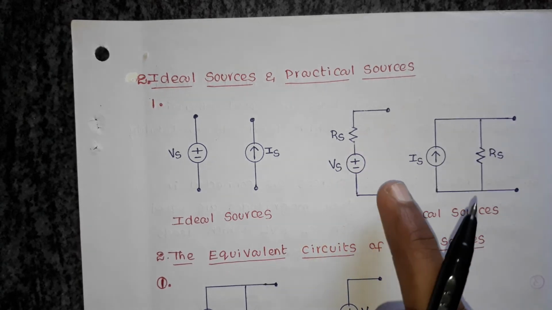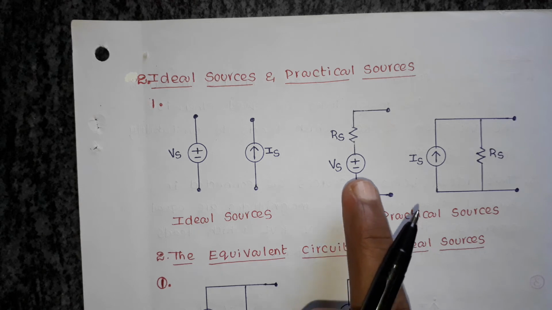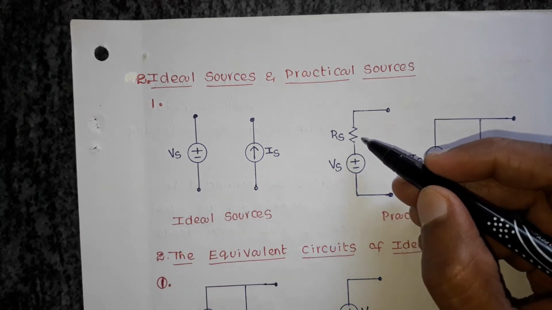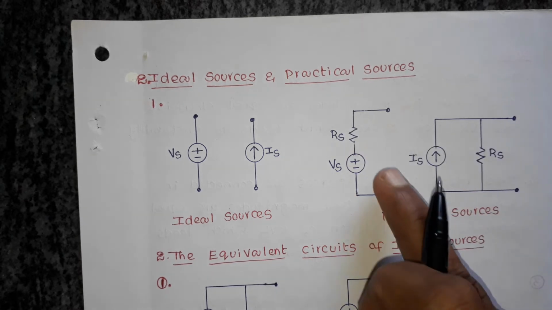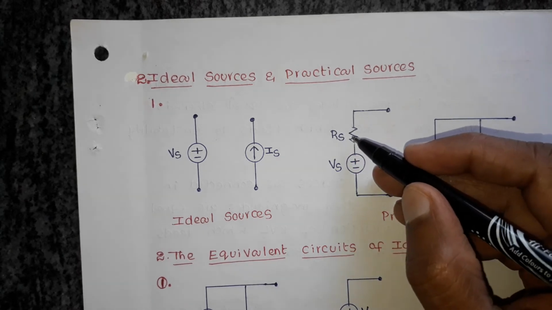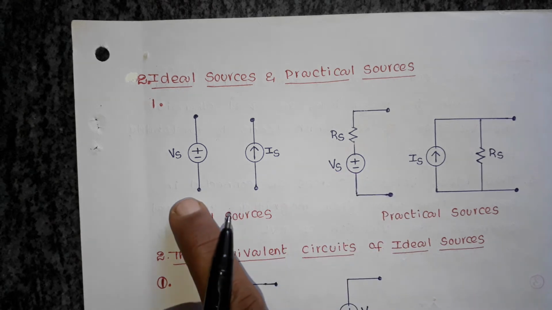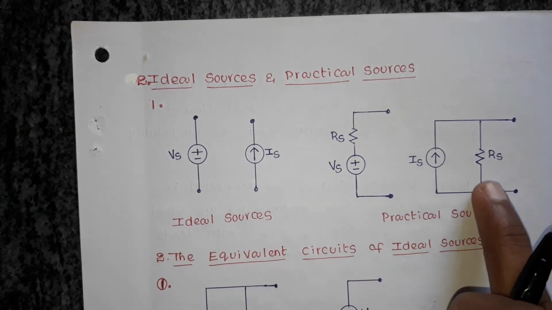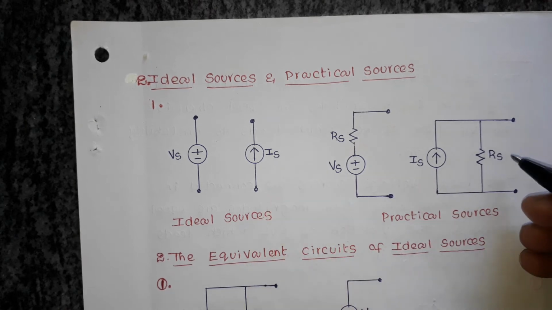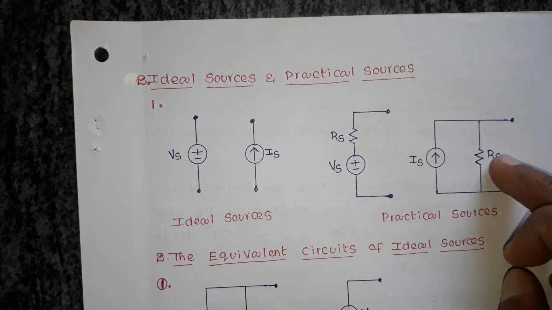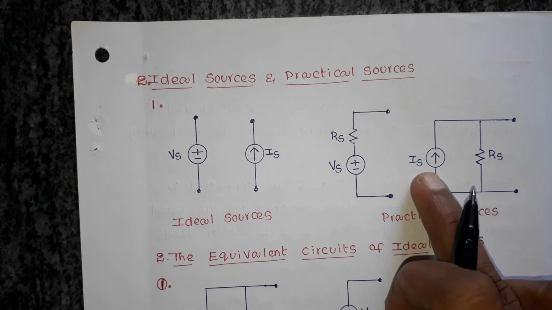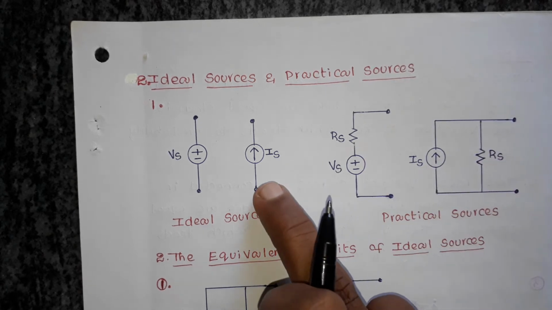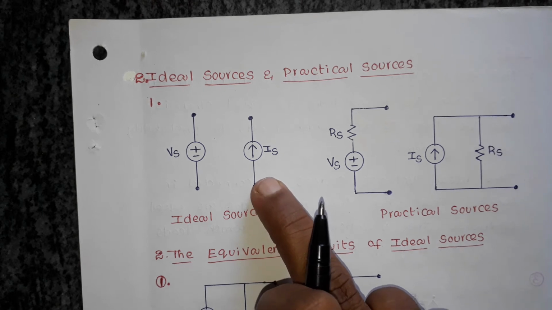We can convert this practical voltage source to an ideal voltage source when RS becomes 0. So in a practical voltage source, when this resistor value becomes 0, it becomes an ideal voltage source. Similarly, in a practical current source, when RS becomes infinity, so this resistance connected in parallel with the current source becomes infinity, at that time this practical current source becomes an ideal current source.